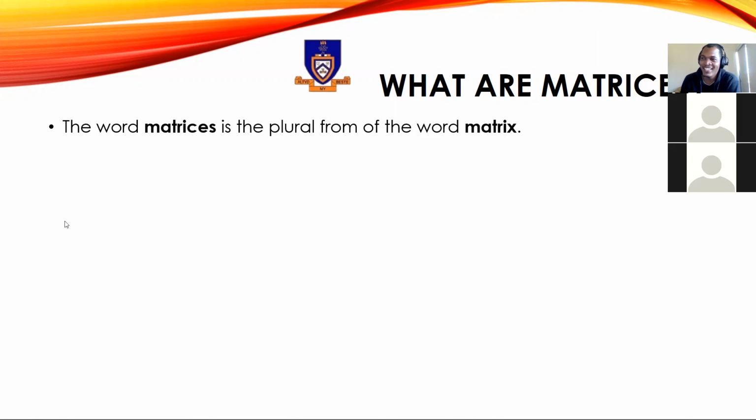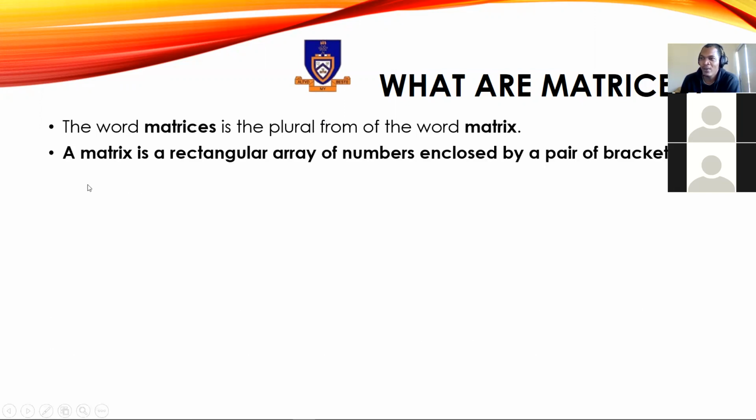Singular, we call it a matrix. And when there are many of them, we call it matrices. That's the first part we need to know. So a matrix is a rectangular array of numbers enclosed by a pair of brackets. I will underline keywords: a rectangular array of numbers enclosed by a pair of brackets, right?